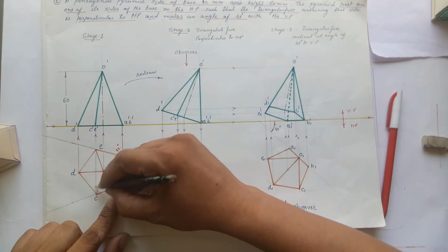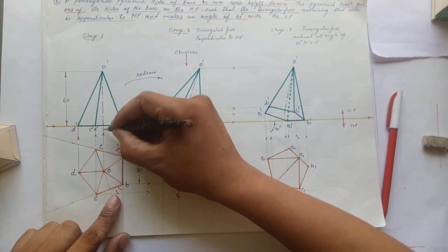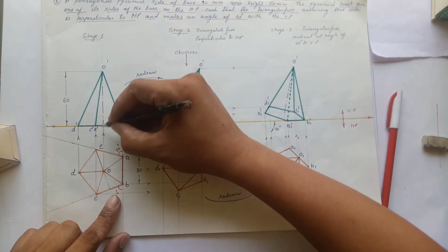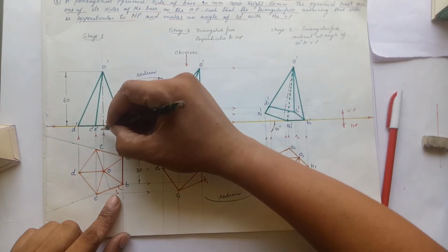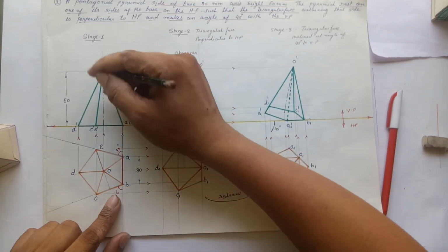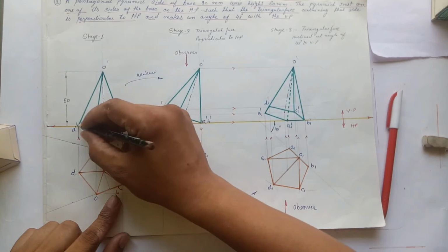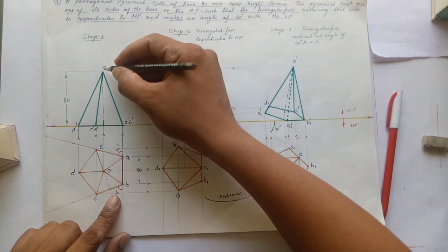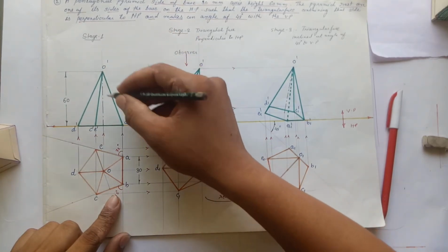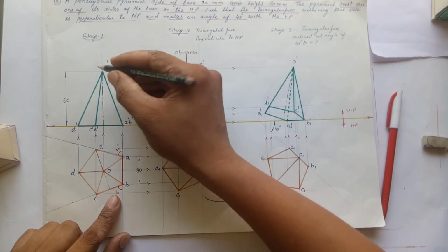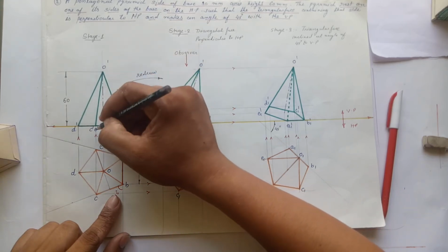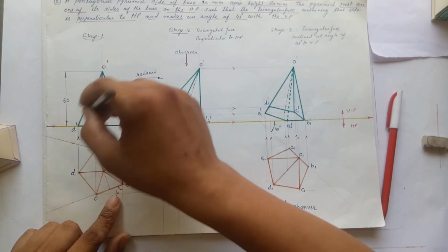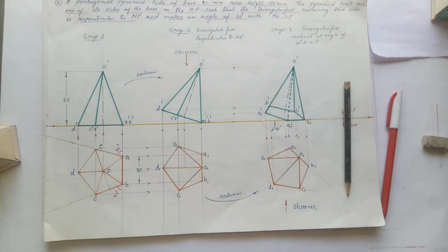Now draw the elevation. A, B, C, E and D. Mark the apex point, project the apex point, measure the axis height, and mark the apex point. Here is the base ABCDE. Now connect the apex point to the base corners: O dash A dash, O dash B dash, O dash C dash, O dash E dash and O dash D dash. So this will be the elevation of the pentagonal pyramid in the first stage.